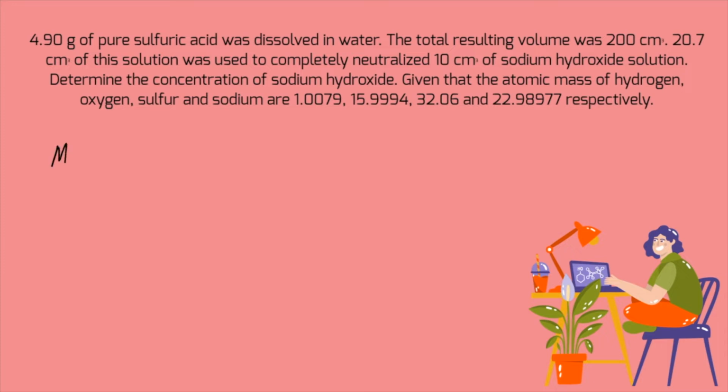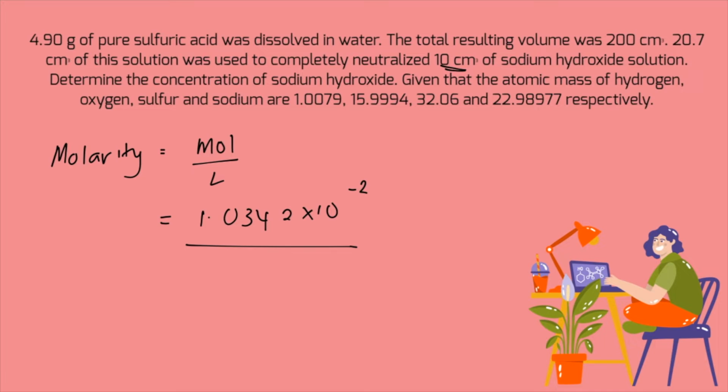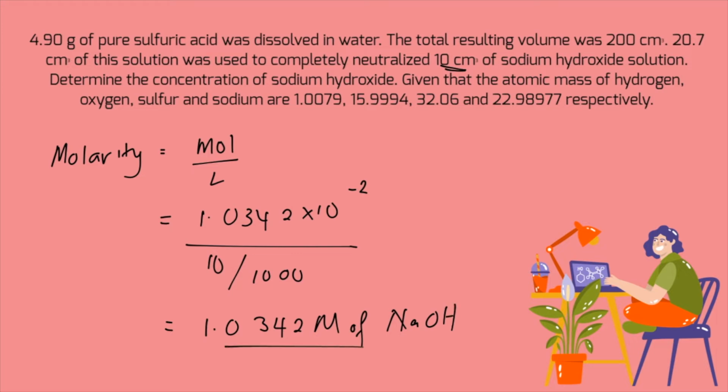So molarity is equivalent to number of mole over liter. The number of mole that we have calculated is 1.0342 times 10 to the power of negative 2, and the volume is only 10 centimeter cube. So 10 centimeter cube divided by 1000 to make it liter. So you should get your final answer, which is 1.0342 molar of sodium hydroxide. So this is the final answer for the first question for your quiz.